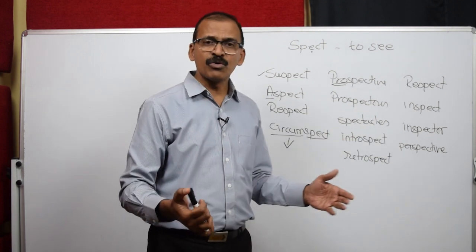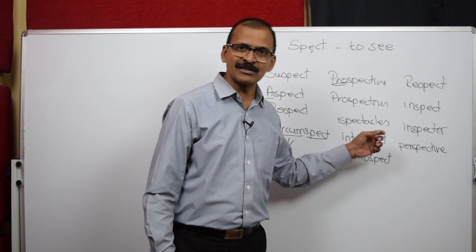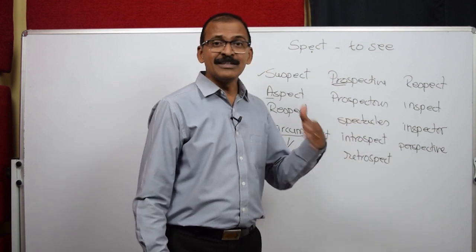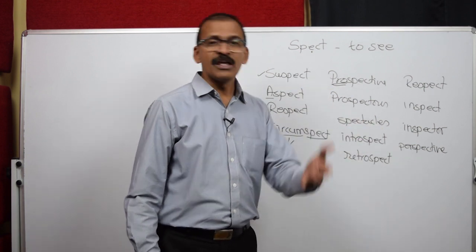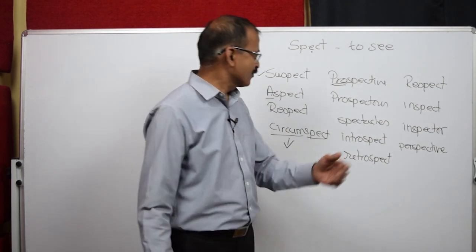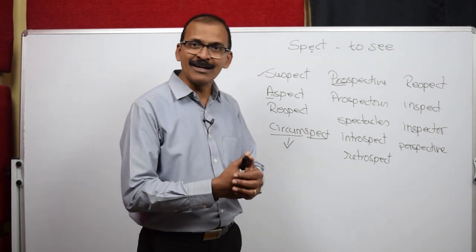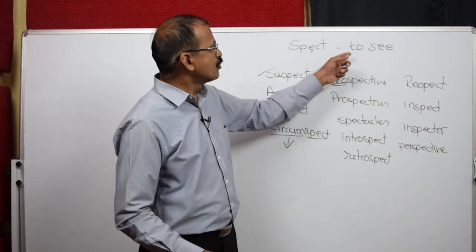For example, when you go to colleges, they give you a prospectus. Now, why do they give you a prospectus? Because you can see what the college offers you even before you join, because they see you as a prospective student. Spectacles, we use spectacles to view, to see clearly. So, spectacle is to see.